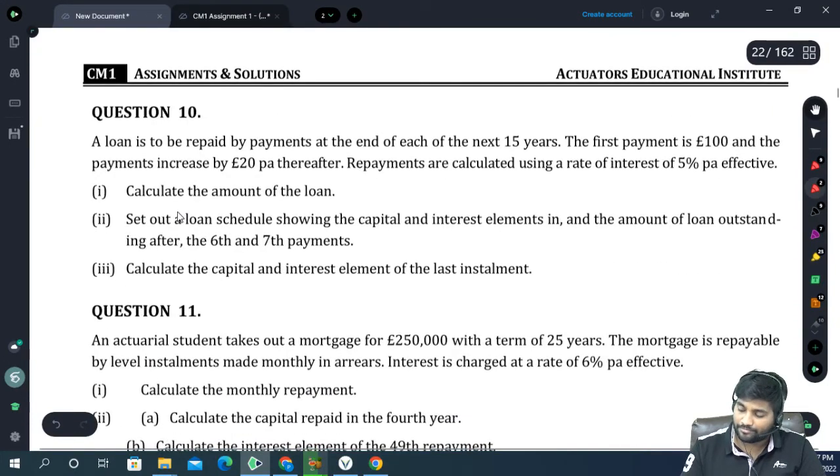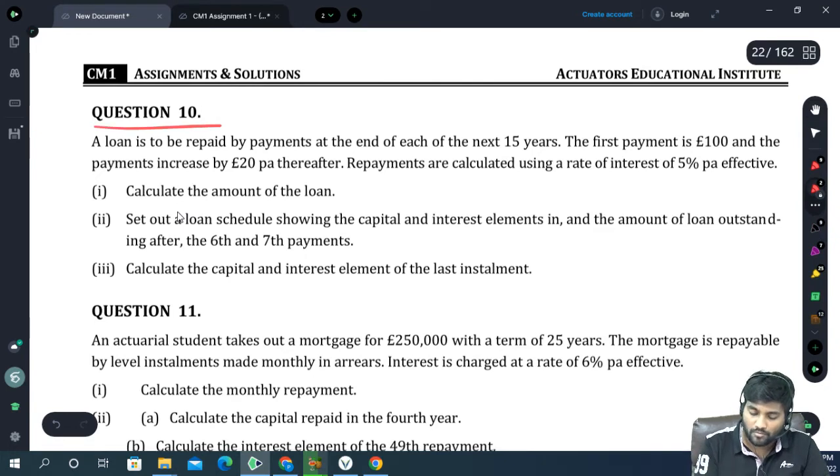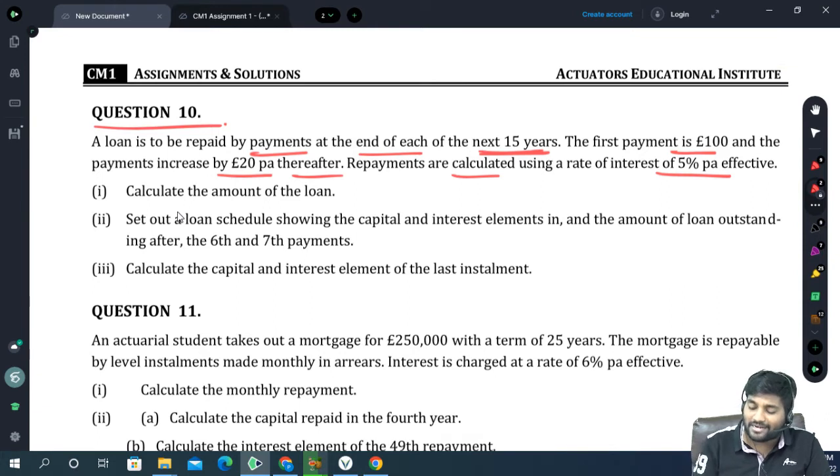Question number 10. A loan is to be repaid by payments at the end of each of the next 15 years. The first payment is 100 and the payments increase by 20 per annum thereafter. Repayments are calculated using rate of interest 5% effective. Payments at the end of each of the next 15 years. Annual payments are there. It is increasing.